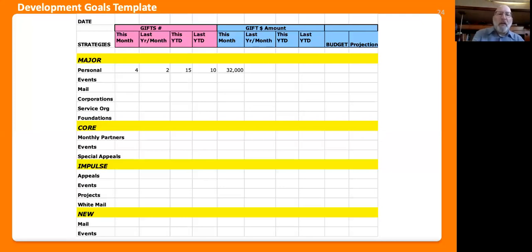All right, monthly partners. Basically, how many are there? Did you have a special event for them? Now, what are special appeals? Special appeals are when you have an urgent situation.